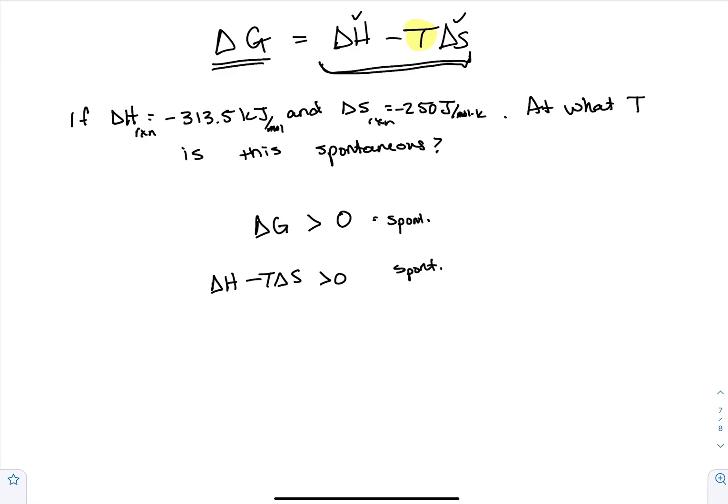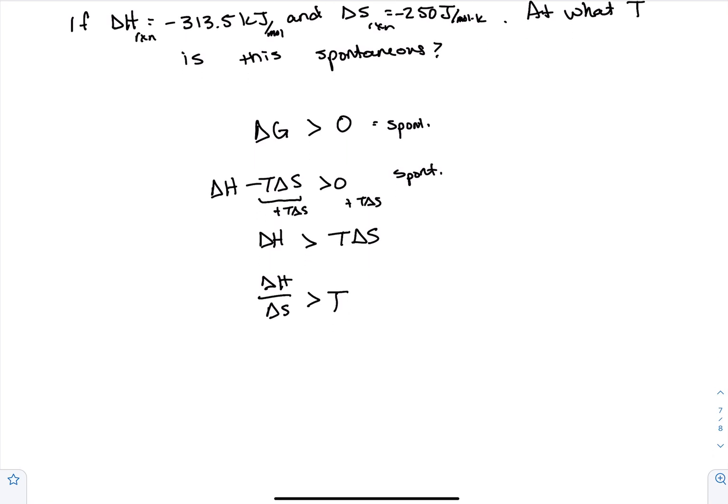So I'm going to just move this to the other side. I'm going to add this to both sides so that I get T delta S. And then I'm going to solve it for T. So when delta H over delta S is greater than T, that's the temperature at which that has to be for it to be spontaneous. And remember, this has to go in as a kilojoule and this has to go in as a joule.